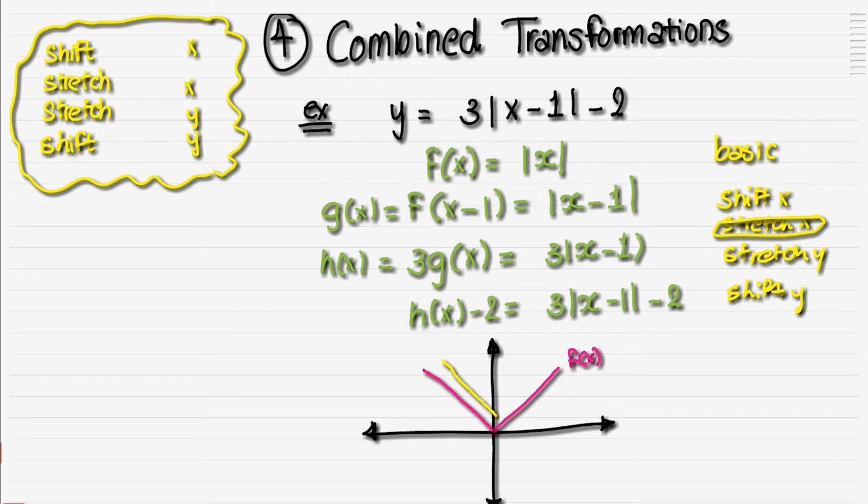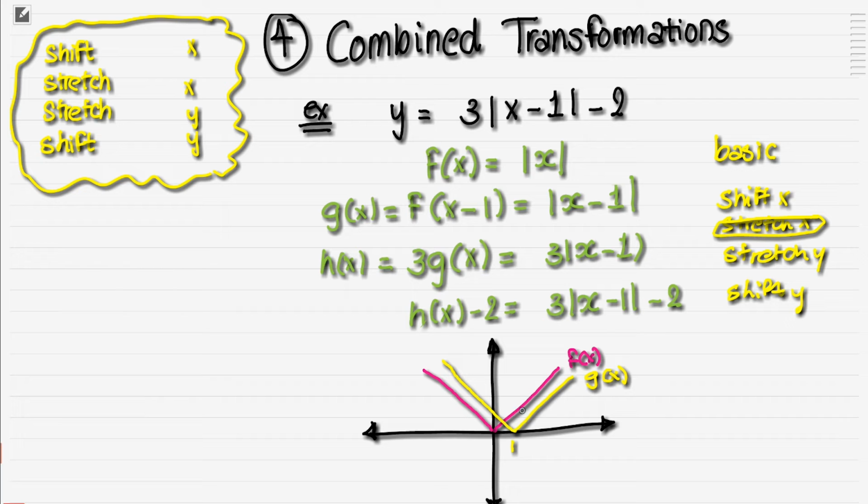So if you want to redraw it, we're going to have it here like this, and this is our 1, and there, this is 1, and this is going to be our g of x. Then we're going to draw the third graph here, which is h of x, and that is when you stretch on y by 3.